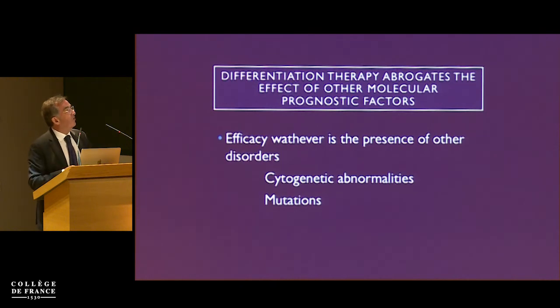So the second lesson also is that in this disease, it works whatever the other disorders are. Other disorders are cytogenetic abnormalities, mutations. So differentiation therapy overpasses any other problems of the leukemia. That means that probably the best way to cure the patient with leukemia is to change the malignant cell to a normal cell, whatever the other disorders are.